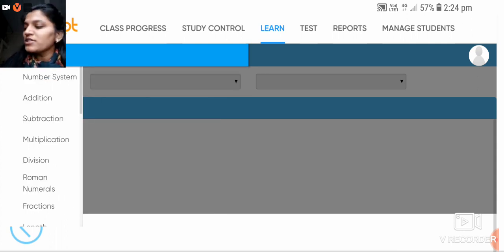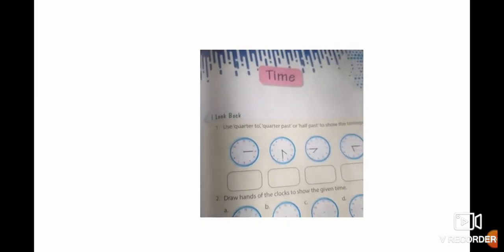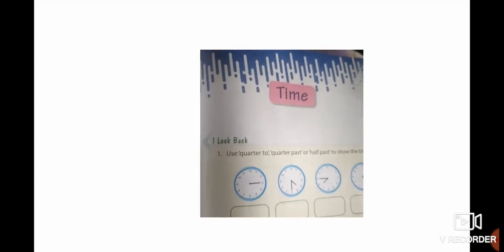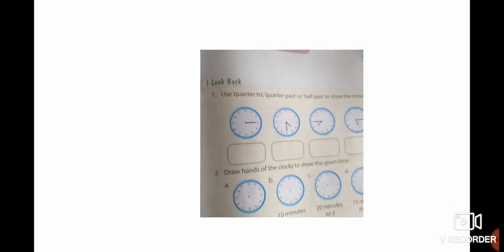Now students, you are supposed to open your math textbook and even math CW also. So first of all, we are going to solve the examples which are there in math CW. So you have to open page number 145. I'll show you, 145, and the name of lesson also, you can see that: Time. Okay, 11th lesson. And now we are going to solve I Look Back. Okay, so introduction, that means we are going to solve.